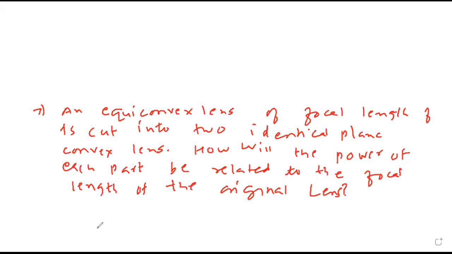Partly theoretical it is. Well, I think there won't be any change. Let us see. This is an equi-convex lens, okay? Who is responsible for power? Focal length. Equi means its radius of curvature on both sides is the same. This we are cutting into two identical plano-convex lenses. That means this way one lens and this is another, correct?